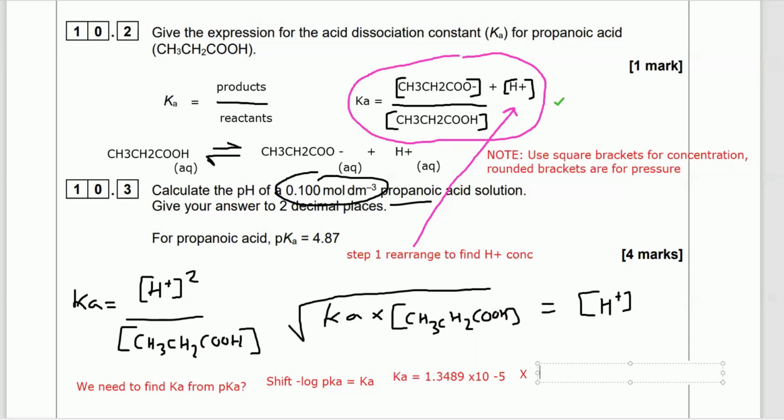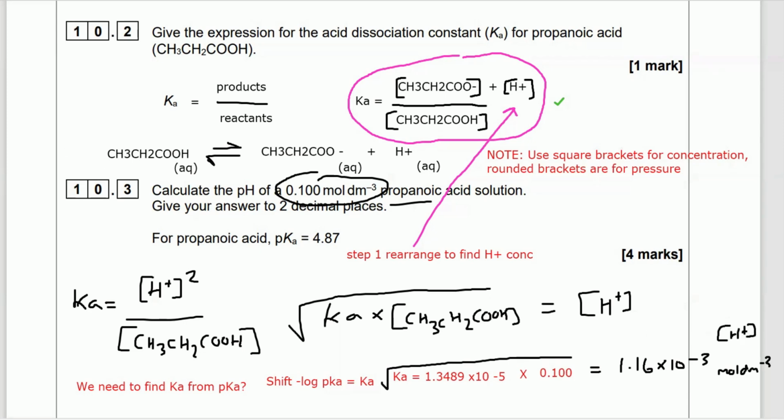So press shift on your calculator, minus log, and then put in 4.87, and you're going to get 1.3489 or 1.35 times 10 to the minus 5. Now that's the Ka, so we want to times that by 0.1, which is the concentration of our acid circled here. And then we want to square root the answer. And if we do that, we get 1.16 times 10 to the minus 3 mole per decimeter cubed. And that's our hydrogen ion concentration.